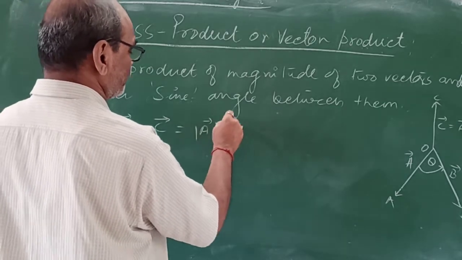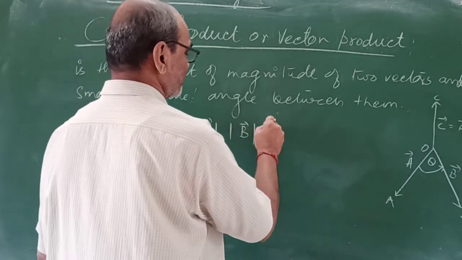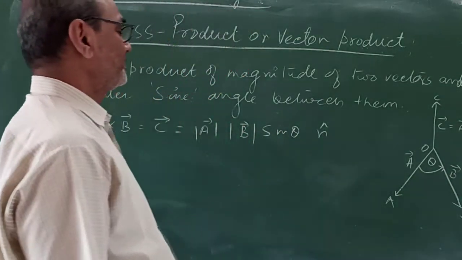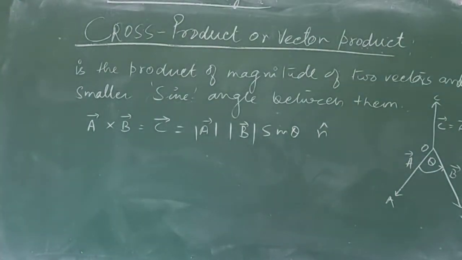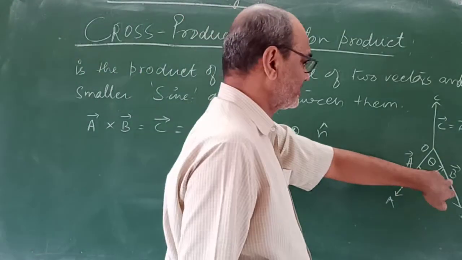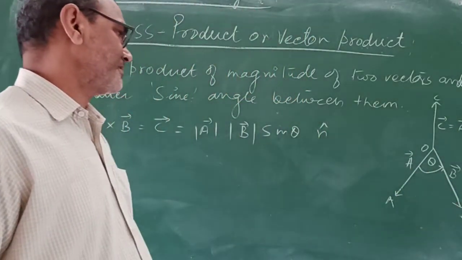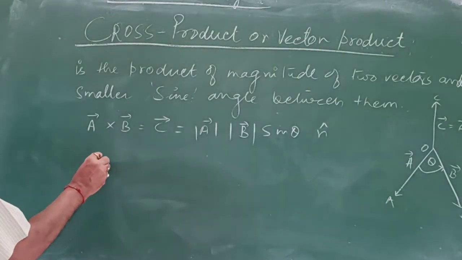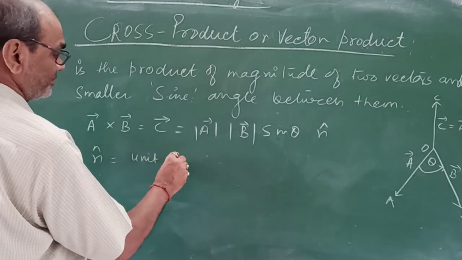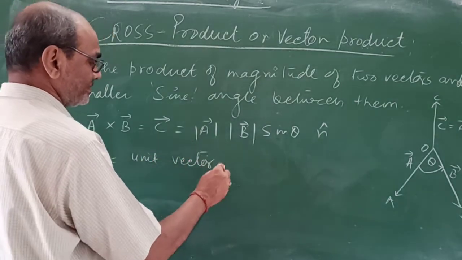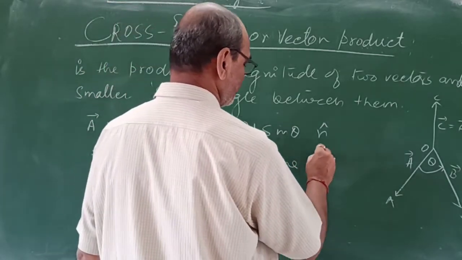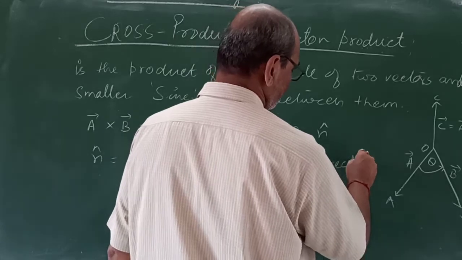The product of the magnitudes of the two vectors and sine theta, where theta is the angle between vector A and vector B, and this unit vector n cap gives the direction of A cross B.